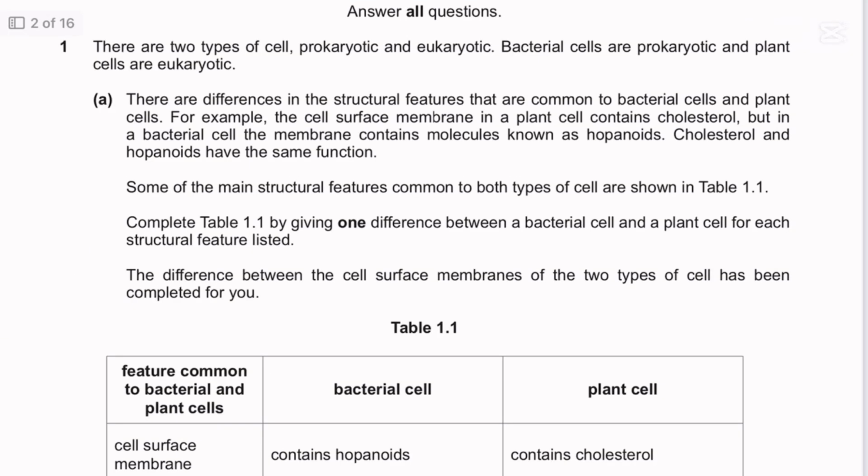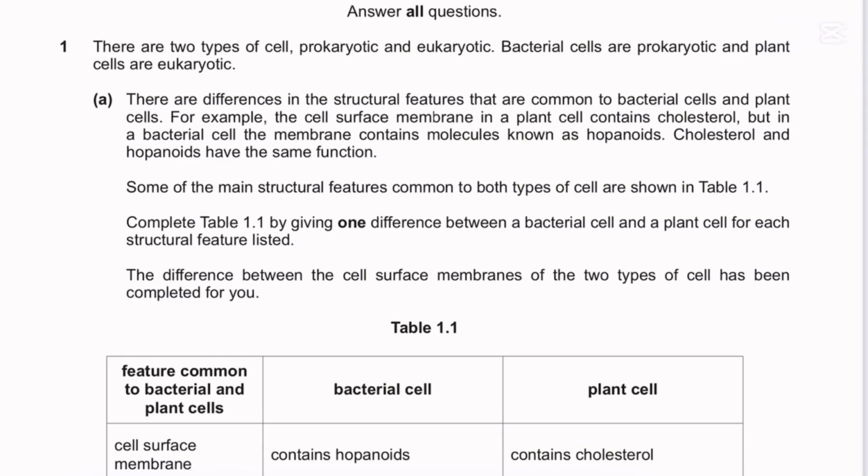Now let's go ahead and start with question number 1. There are two types of cell, prokaryotic and eukaryotic. Bacterial cells are prokaryotic and plant cells are eukaryotic. There are differences in the structural features that are common to bacterial cells and common plant cells. For example, the cell surface membrane in plant cells contains cholesterol, but in a bacterial cell the cell membrane contains molecules known as hopanoids, and these hopanoids are going to be carrying out the same function as cholesterol.